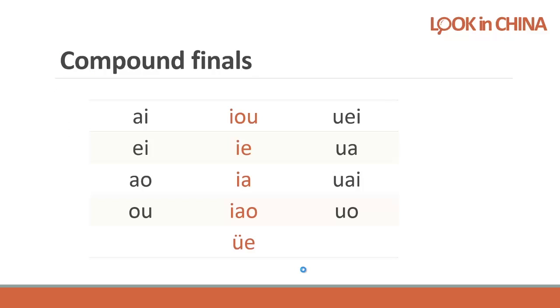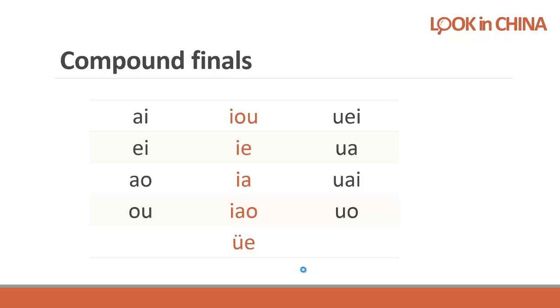Let's read these compound finals one at a time together. Yo, 耶, 呀, 腰, 约.